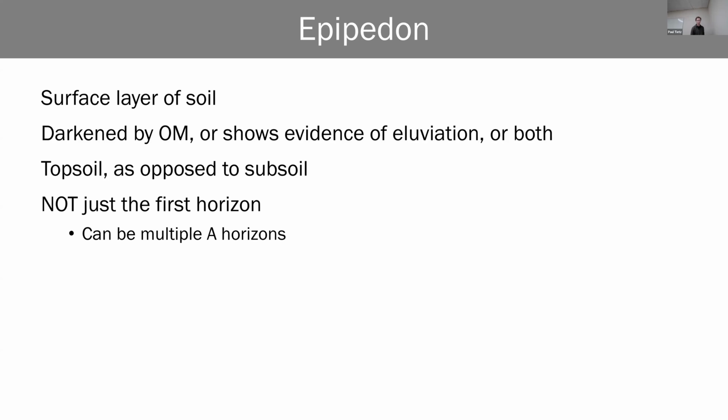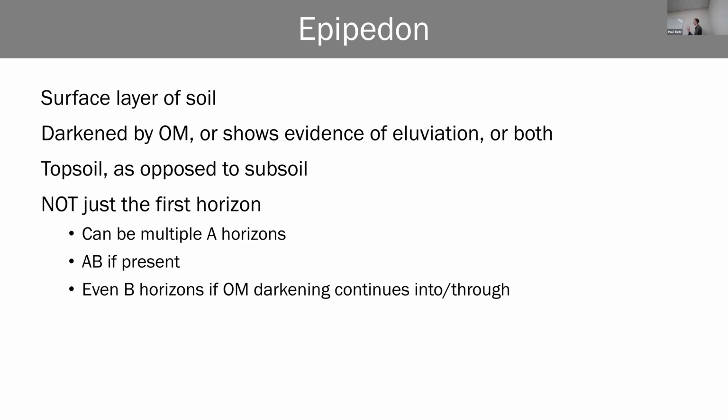Generally speaking, the topsoil, but it's important to recognize that it's not just the first horizon. If you have multiple A horizons in a soil profile, those would all be considered in the epipedon. It could be like an Ap and an A horizon, or an A1, A2, maybe an AB transition. That would also likely be part of the epipedon. It's also possible that you can even have a B horizon be part of the epipedon if this organic matter darkening, this melanization process, is continuing into or through the B horizon.